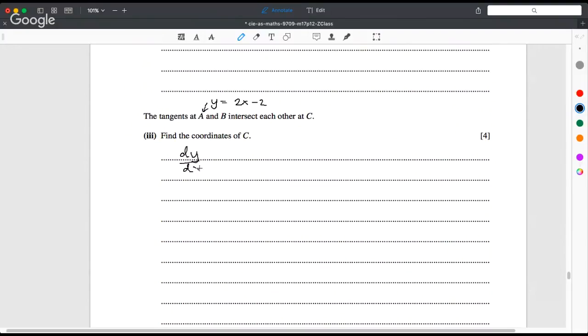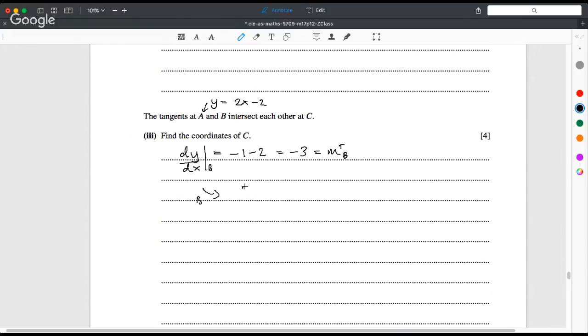dy/dx evaluated at B. And we know what B is, so that's minus 1 minus 2, which is equal to minus 3. And so this is equal to the gradient of the tangent at B. We know that it must pass through B.